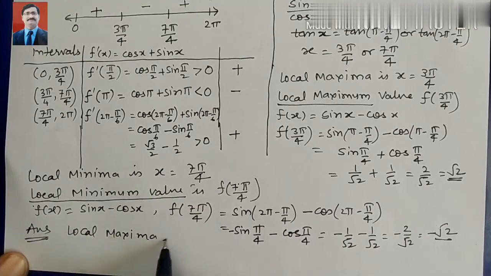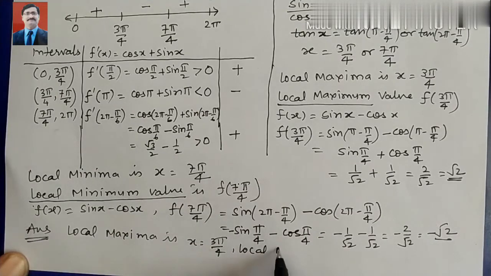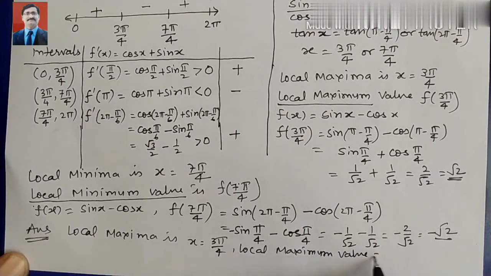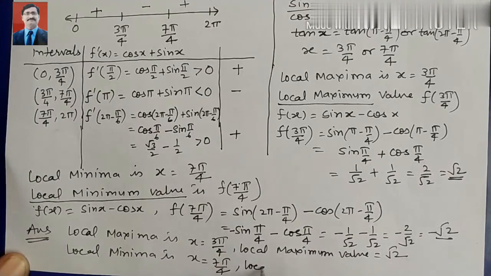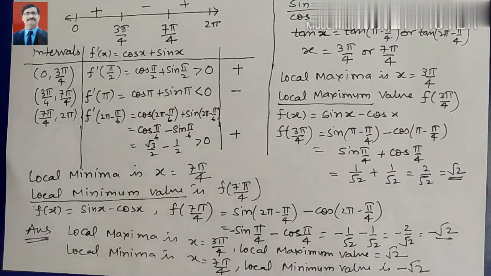So the answer we can write: local maxima is at x equal to 3 pi by 4, local maximum value is equal to root 2, local minima is at x equal to 7 pi by 4, and local minimum value is minus root 2. All understand? This is a very simple solution.